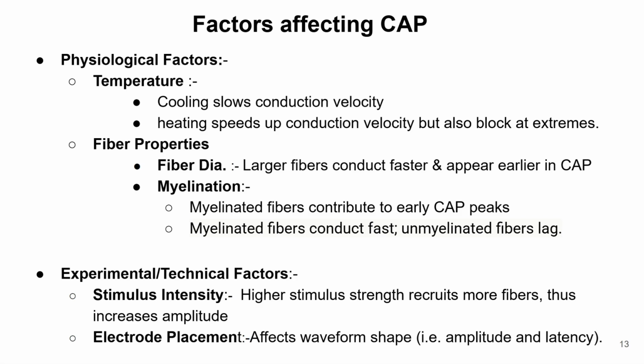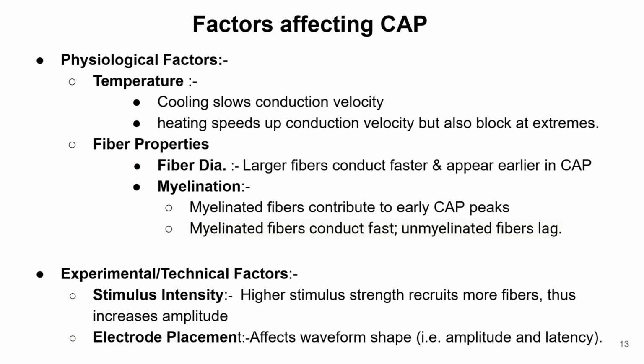Firstly, about temperature. We observe that cooling slows down the conduction velocity, whereas heating speeds up the conduction velocity but also blocks at extremities. The second physiological factor is the fiber properties. In fiber properties, I will be discussing fiber diameter and myelination.